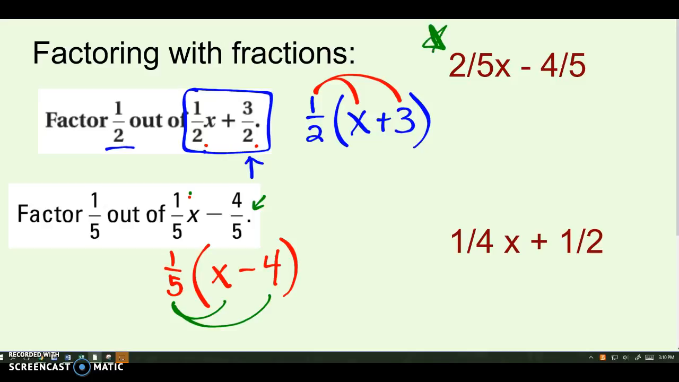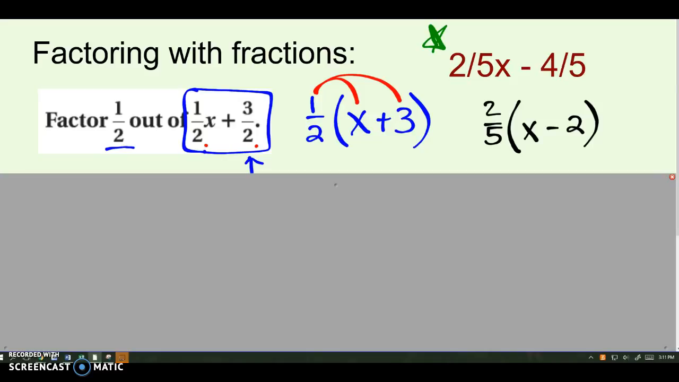Right here, there's 2 more examples. Think about what you could pull out and rewrite it when you factor out the fraction. So pause and try them. Okay, in this one I pulled out the 2/5, right? 2/5 times x is 2/5 x. And then 2/5 times a negative 2, right? If I do negative 2 times 2/5, I get negative 4/5.